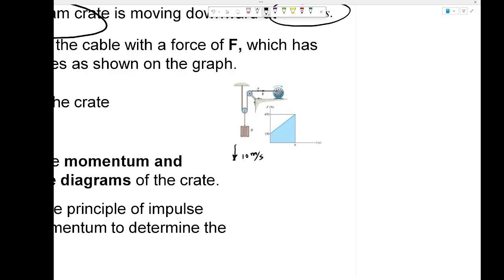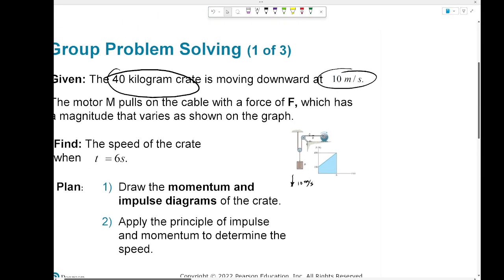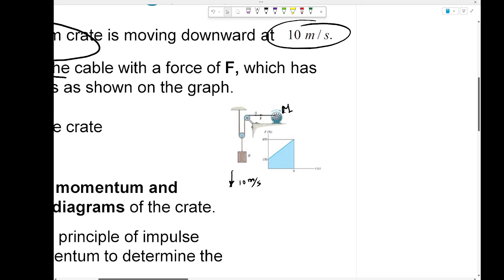See that? All right, so this force here is the force exerted by the motor. So this is the motor M, right? This force that we're seeing increases from 0 to 6 seconds, from 150 to 450 Newtons. So this motor needs to exert this amount of force steadily, so the crate can move downward, right? The crate is moving downward.